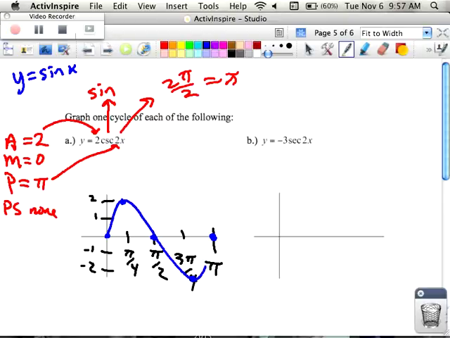Why am I looking at the sine? Because that's the reciprocal of the cosecant. Don't draw for a while, just watch and listen. I'll give you time to draw.